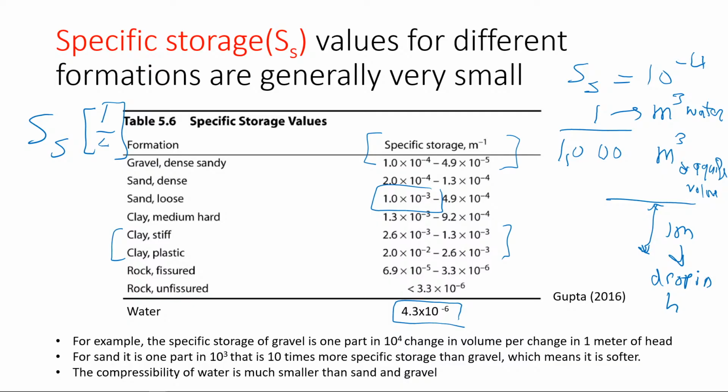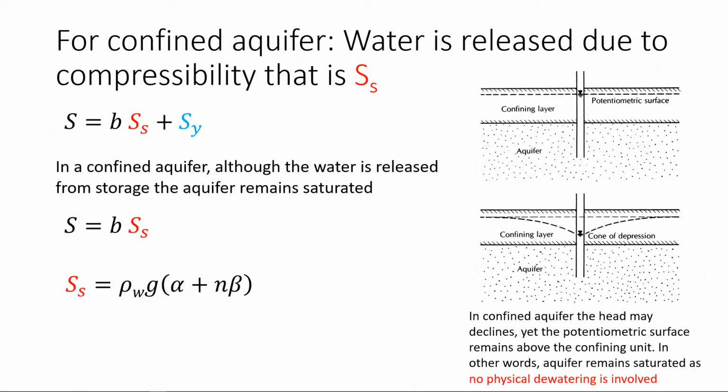The compressibility of water is much smaller than sand and gravel. If you compare here, it is much smaller, which is something you might not expect. You might expect that gravel might have a higher compressibility than water. Okay, so now for a confined aquifer, water is released due to compressibility. That is the specific storage.